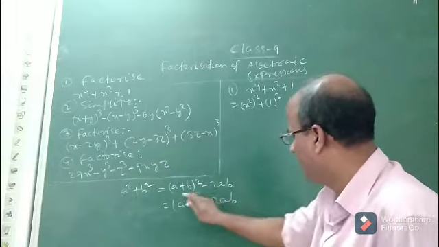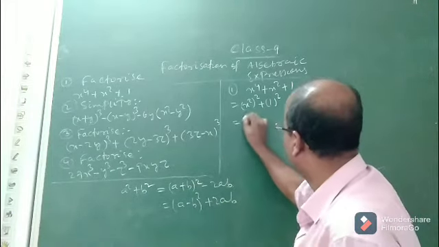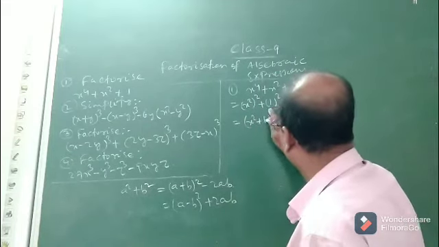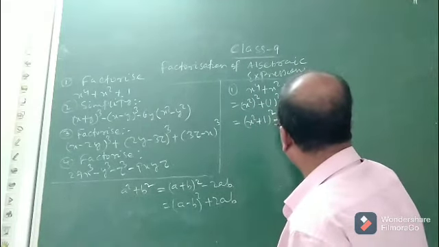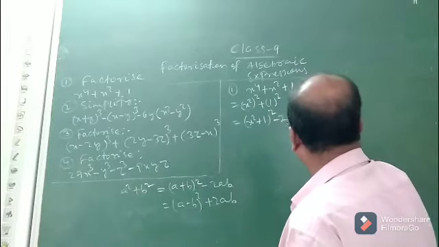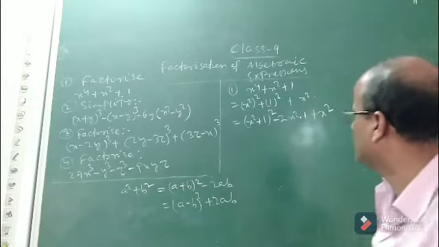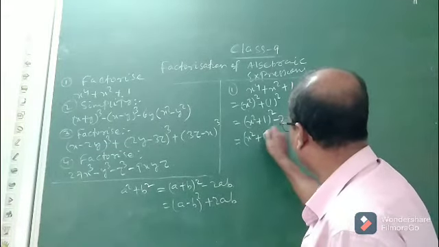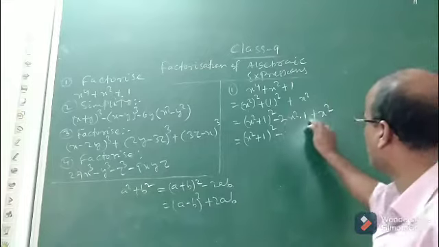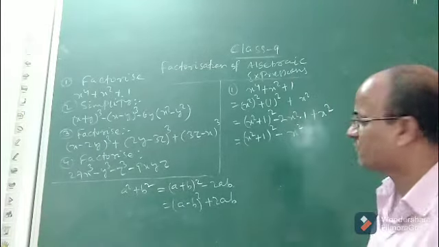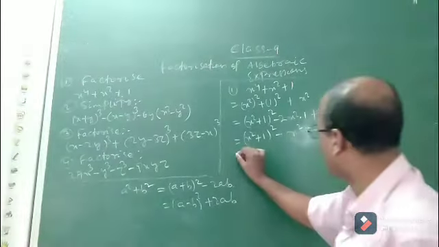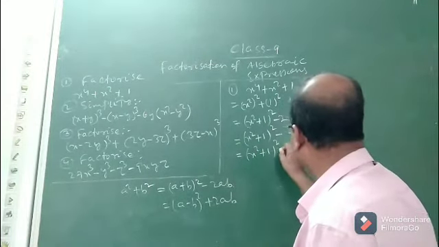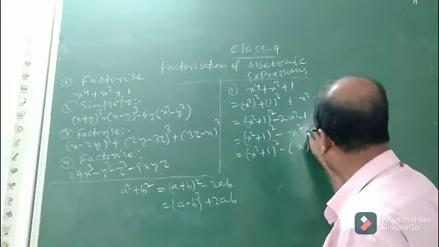Now what is the formula? a plus b whole square minus 2ab. So a plus b means it is x square plus 1 whole square minus 2ab. 2ab means 2 into x square into 1. Then plus x square, it will remain as it is. Now this is equal to x square plus 1 whole square minus 2x square plus x square, it will be minus x square. Now this minus x square we can write again as x square plus 1 whole square minus, this is whole square of x.